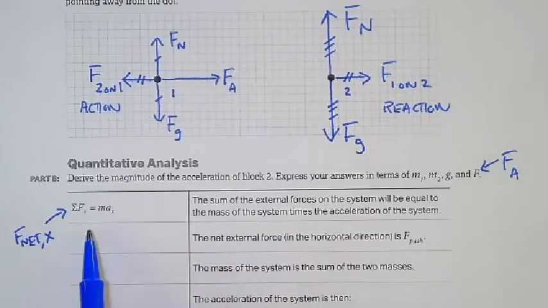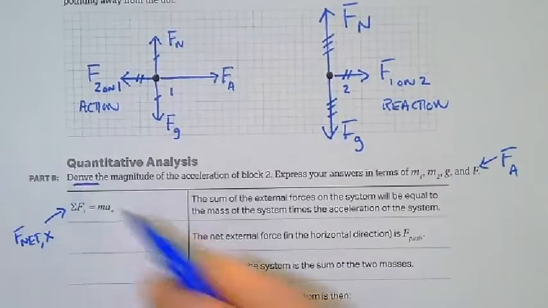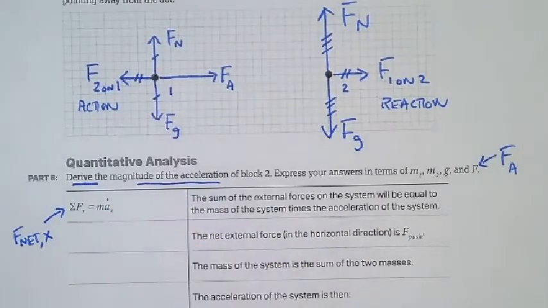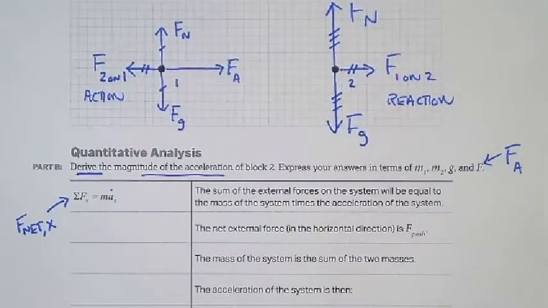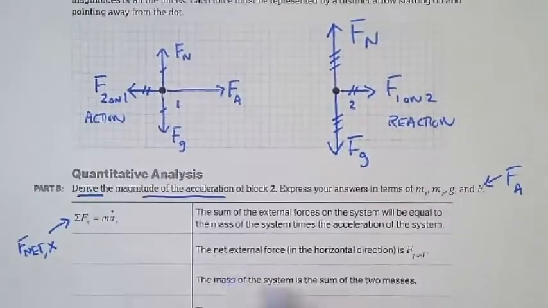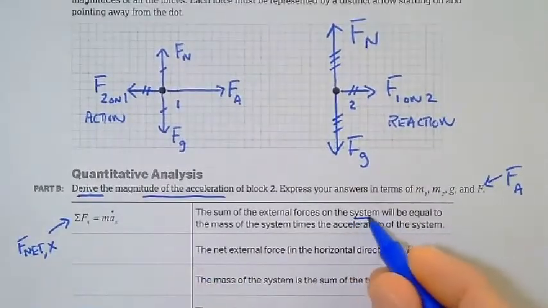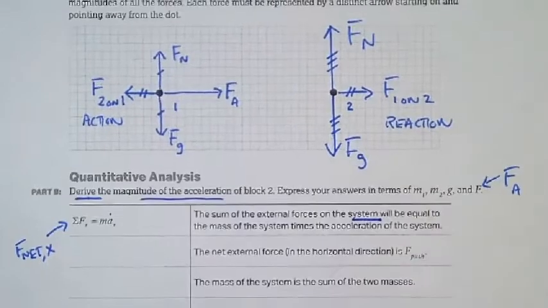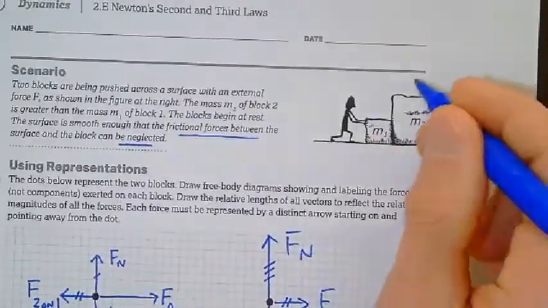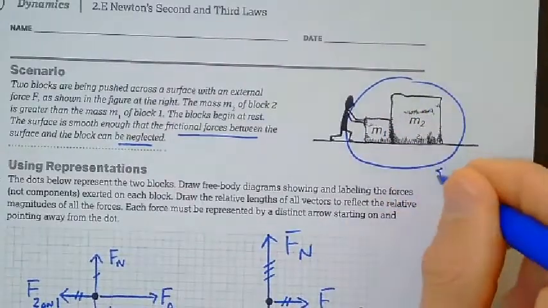All right, the next thing you would want to do here, it says derive, right? The magnitude of the acceleration is what we want to get at. So now what we want to do is identify our system of objects. So this system is going to be both objects. It's going to be both things. In other words, this is the system.